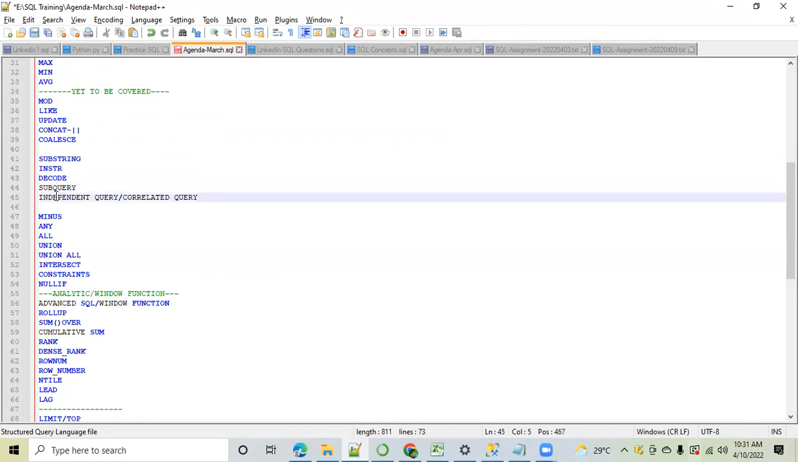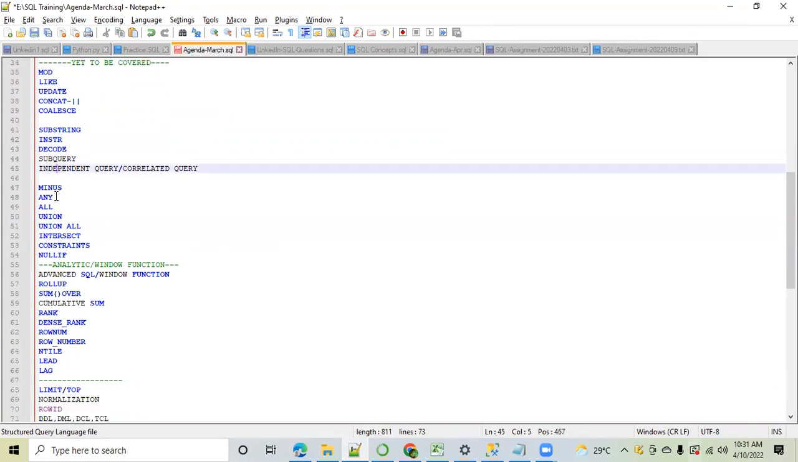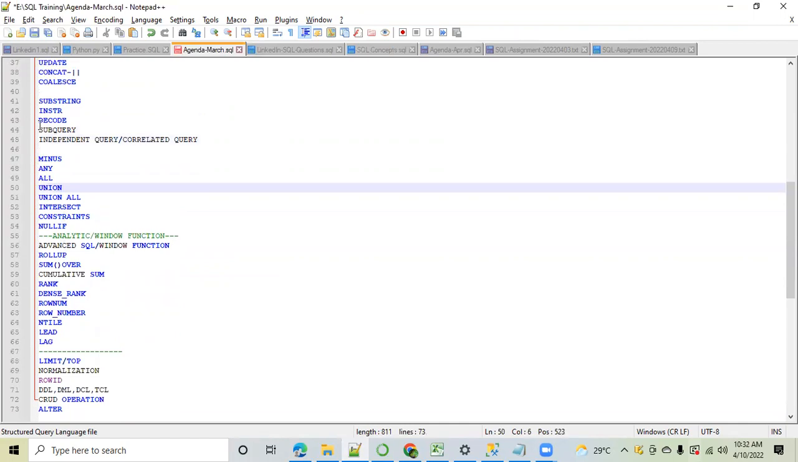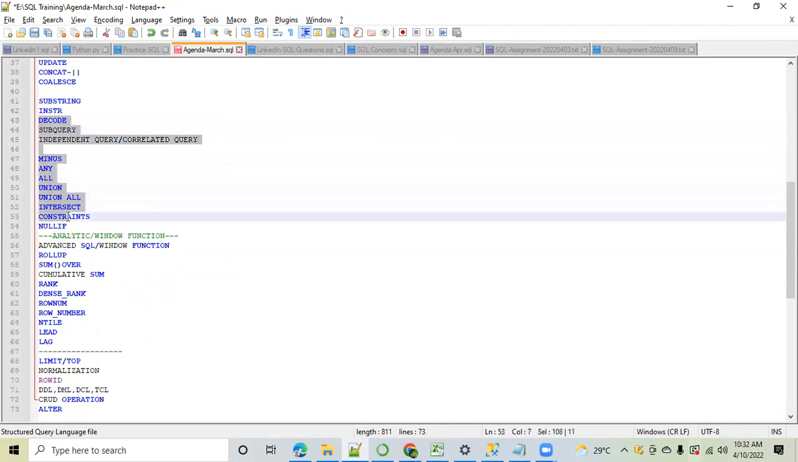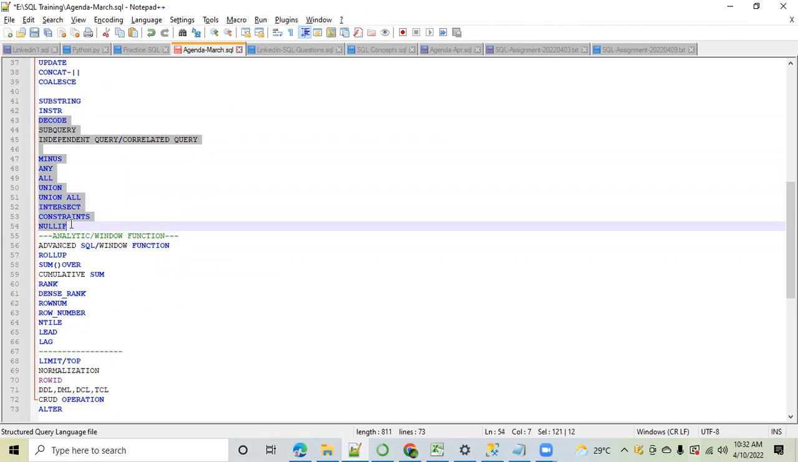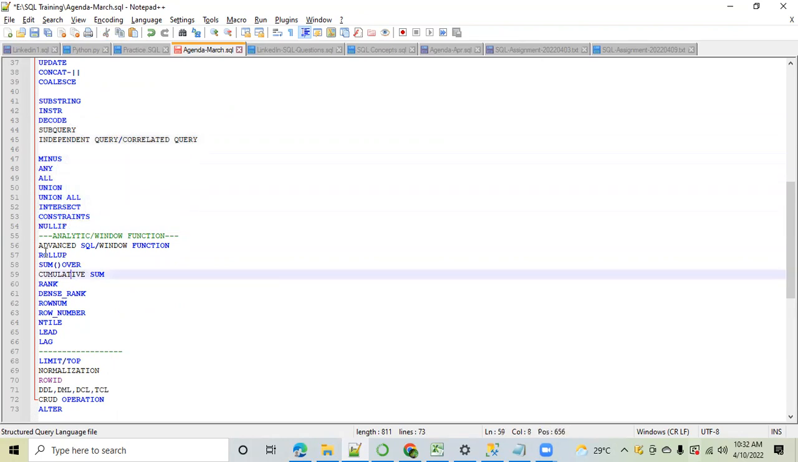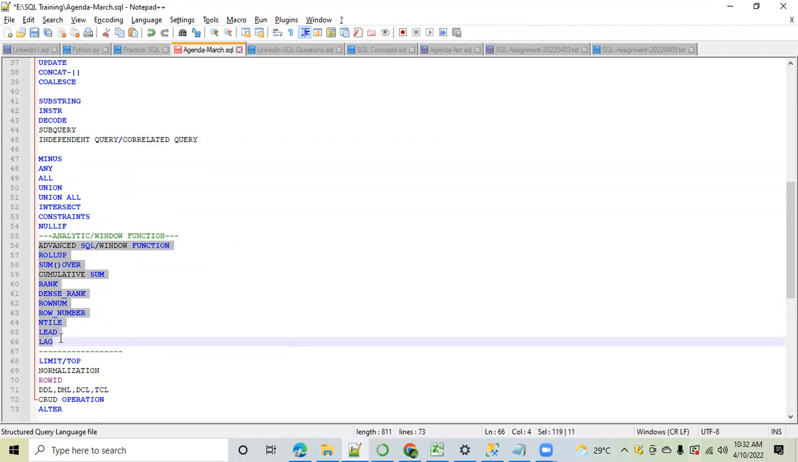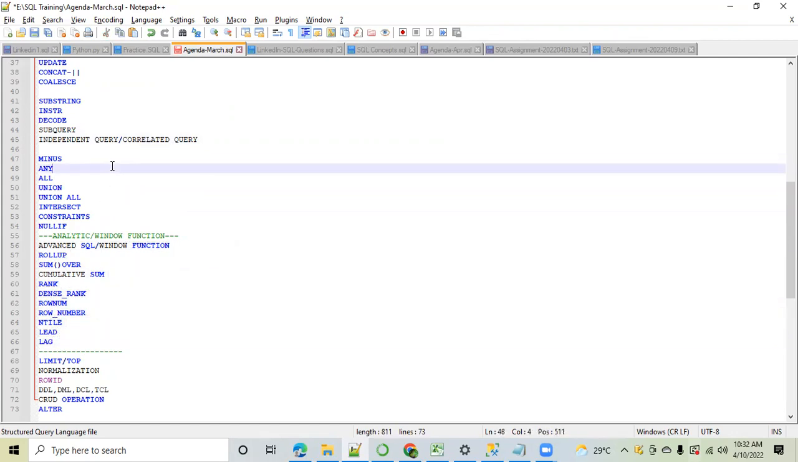Decode, subquery, and all those things we will take in the next class. Next week, I will try to finish all these examples again. And then in the last week, I will keep 2 classes for analytic and window functions. Any question, or in general, any question on whatever we have discussed and studied so far? No? Okay, no questions.